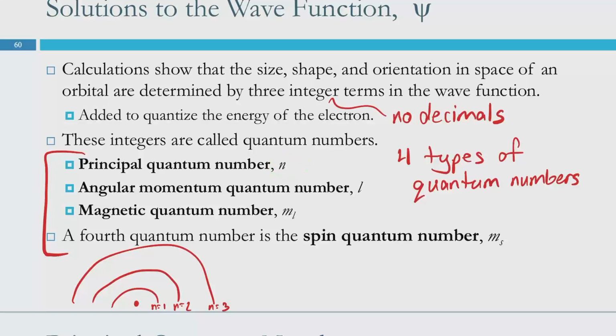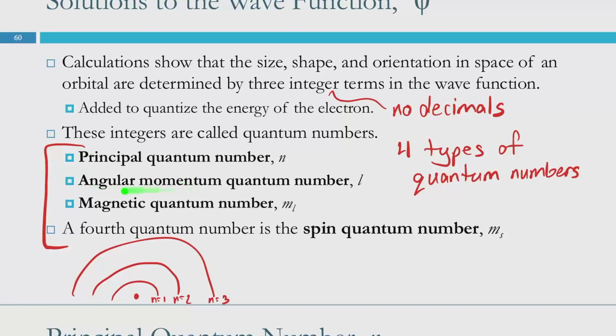We've seen n before. That was, again, in the Bohr model. We also have the angular momentum quantum number, which has the symbol l. We also have the magnetic quantum number, m sub l. And then our last quantum number is the spin quantum number, m sub s. So at the end of this section, we should know the 4 quantum numbers. This will probably require some memorization.